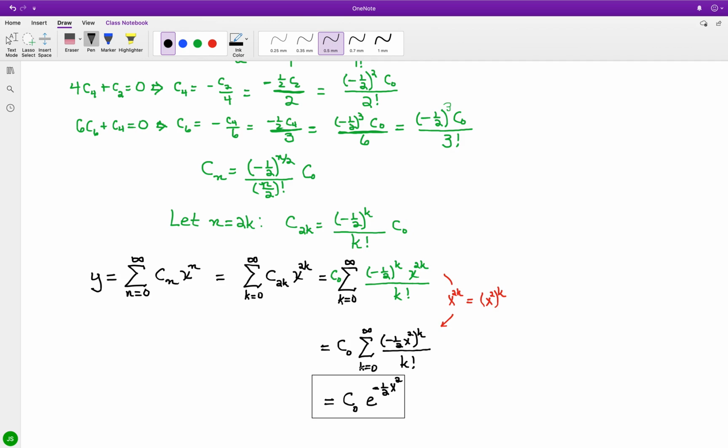And for the general solution, we have the constant, and this summation is in reference to e to the negative 1/2 x squared degree.